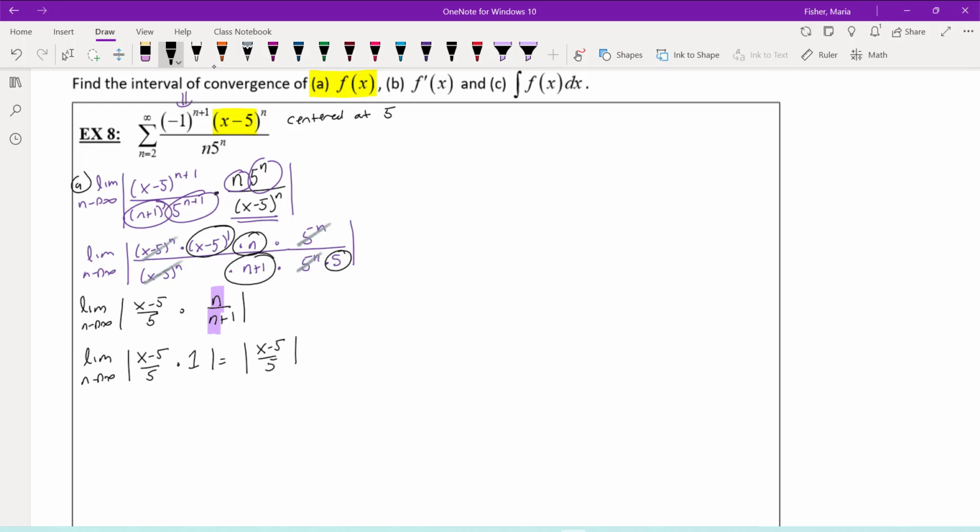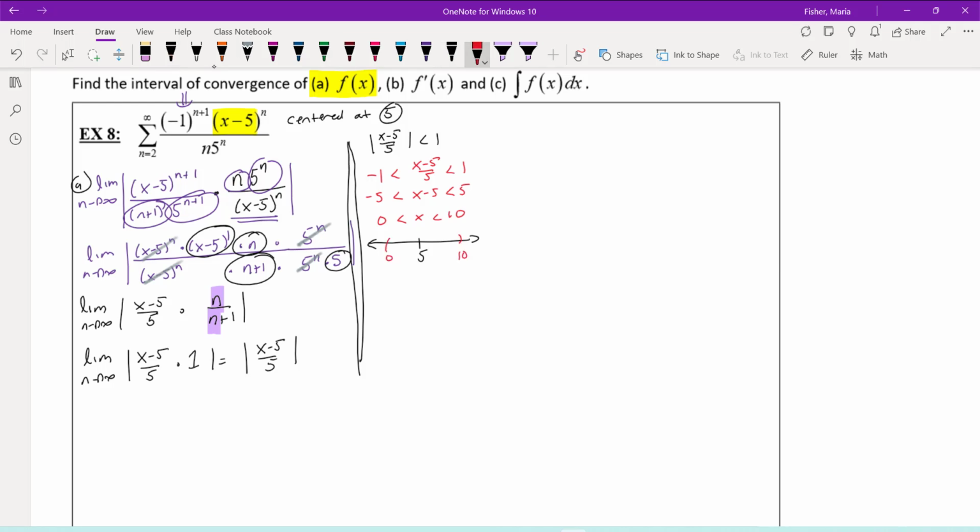So I'm going to do all of part A up here on the top, and then we're going to go to part B. So I'm going to move over to the right-hand side over here. So the absolute value of x minus 5 over 5 has to be less than 1. Then that becomes negative 1 less than x minus 5 over 5, and that's less than 1. Multiply everything by 5, and you get negative 5 less than x minus 5, which is less than 5. Add 5 to all three sides, and you get 0 is less than x, which is less than 10. So if you think about it, you are centered at 5, and you get to move to 0 and 10, so that radius of convergence here is 5 units.